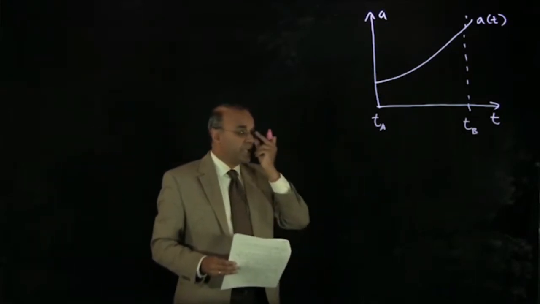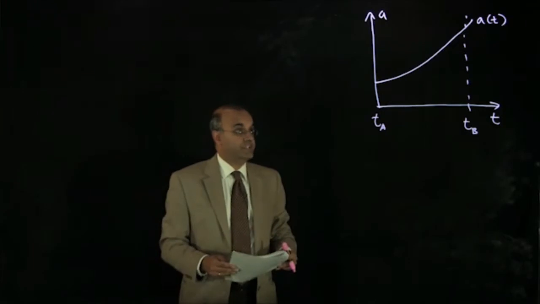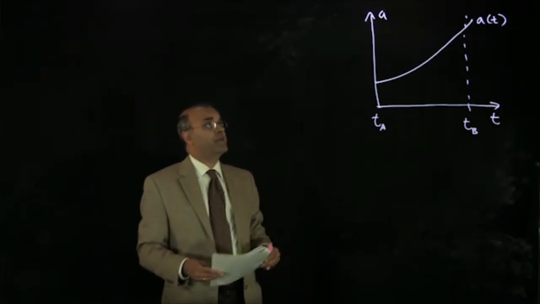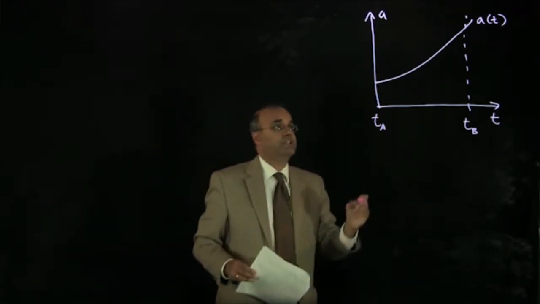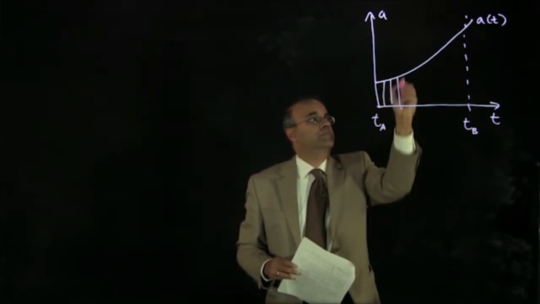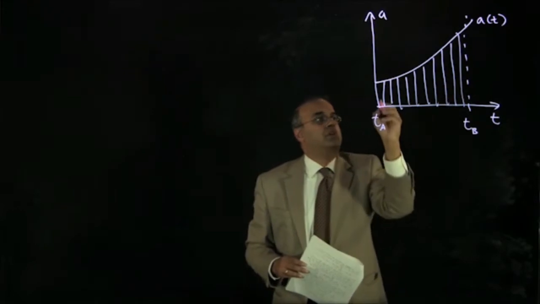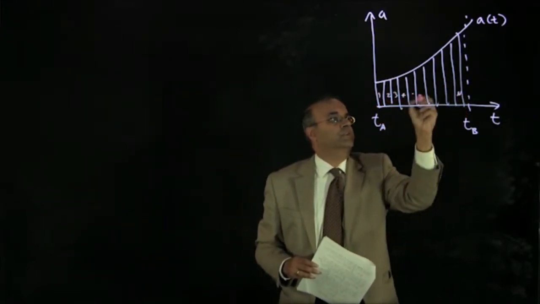So we're interested in figuring out what the area under this curve is over the interval from t sub a to t sub b. We can estimate this by breaking up the interval into a bunch of little rectangles. Suppose I break this up into n rectangles just under this curve. And so this is 1, 2, 3, 4, etc., up to n.